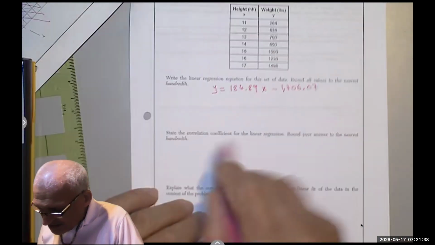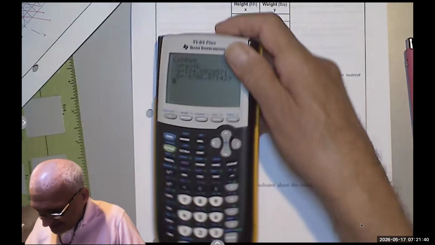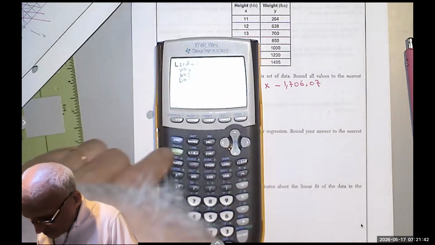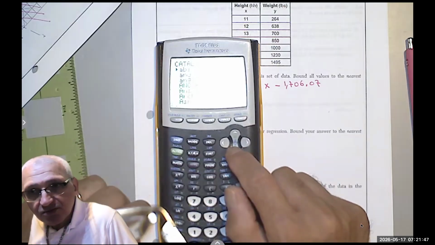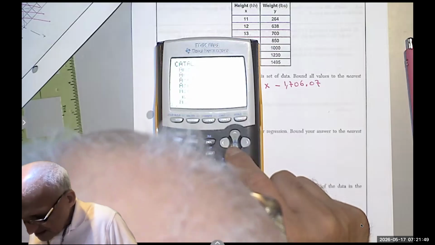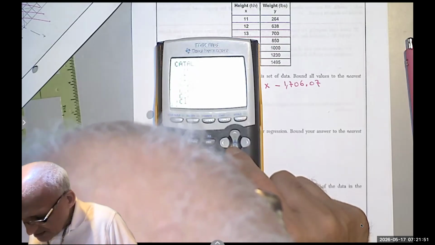Okay, state the correlation coefficient. Usually if I think I have to go to catalog. Oh my God. And you go to diagnostics, I think. Can I go to the D quickly by clicking?